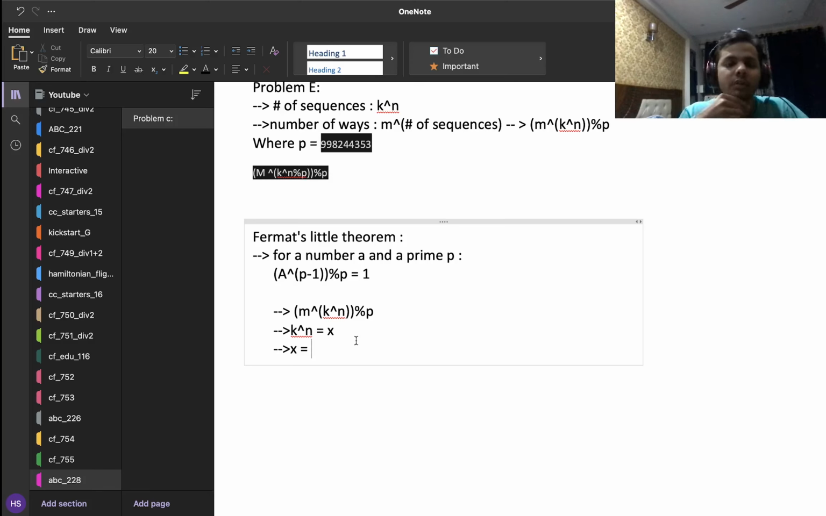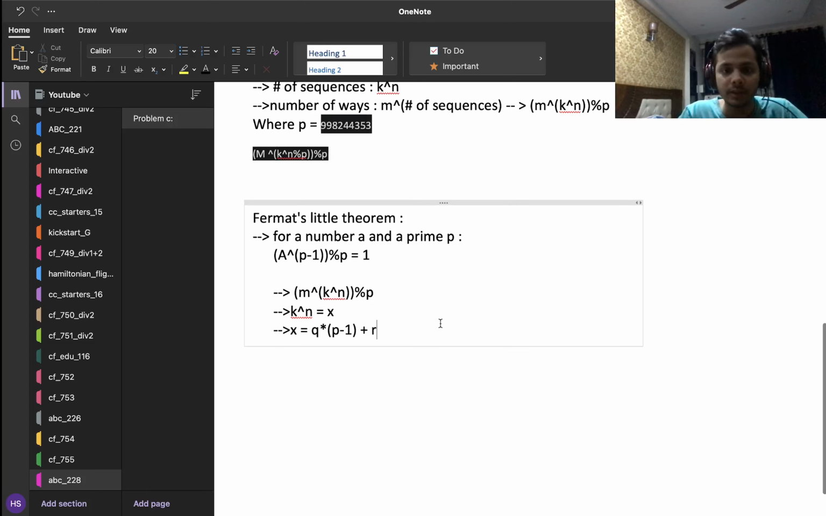So what we are going to do is divide x by p minus 1, and then if we do that we will get a quotient and a remainder, right? Let's say that if we divide x by p minus 1, the quotient is q and the remainder is r. That way x can be written as quotient times p minus 1 plus remainder, right? So now let's replace x with this value.